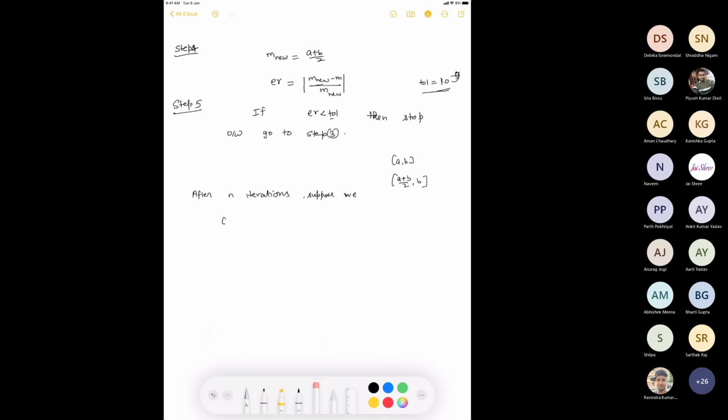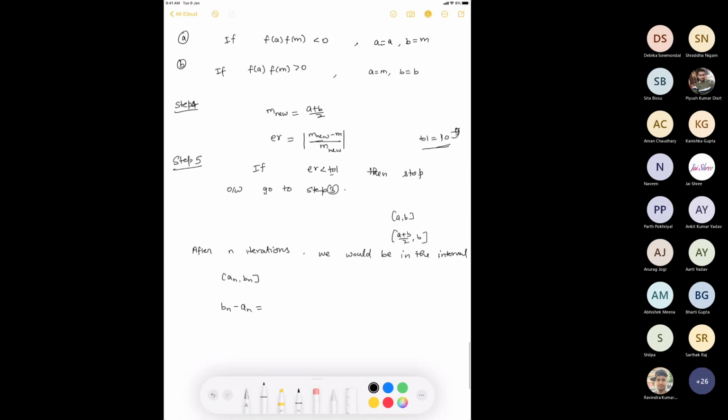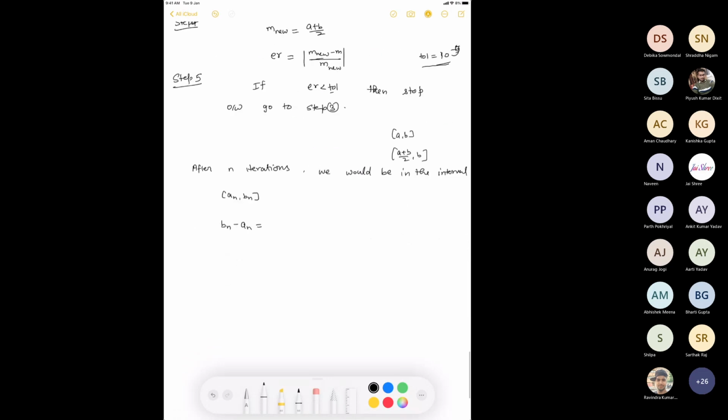So let me write it, call the interval a and b in itself. So after the n iterations, we would be in the interval, say a_n and b_n. Okay, so how does this a_n and b_n relate to the actual a and b? So the length of this interval is going to be, can you tell me what it will be? (b minus a) by 2 raised to power? By 2 to the power n.